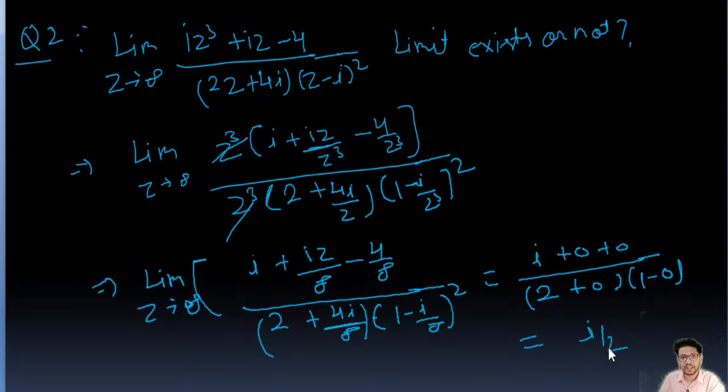This is giving a value, and the limiting value is independent of the path, right? So it means the limit exists, i by 2. Okay, there is no m term, so it is independent of the path. So i by 2 means the limit exists for this expression. Okay, next question.